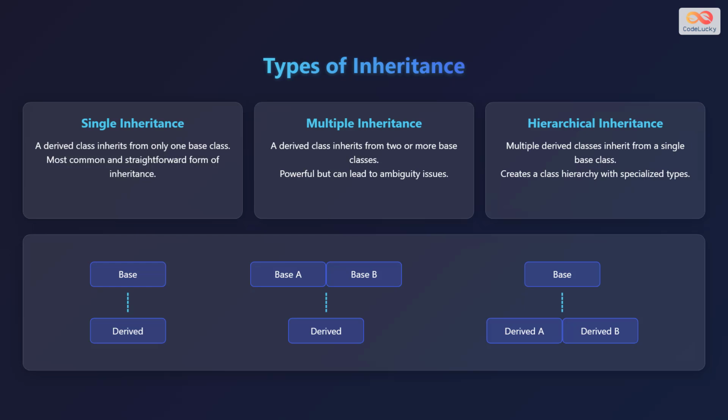There are three main types of inheritance. Single inheritance is when a derived class inherits from only one base class. This is the most common and straightforward form. Multiple inheritance is when a derived class inherits from two or more base classes. It's powerful but can lead to ambiguity issues. Hierarchical inheritance is when multiple derived classes inherit from a single base class, creating a class hierarchy with specialized types.